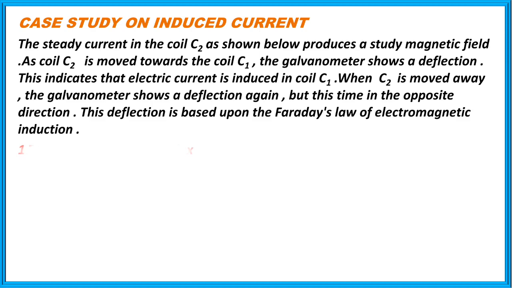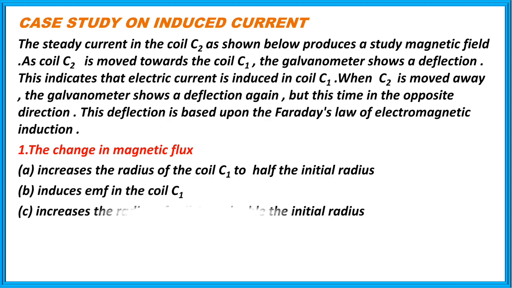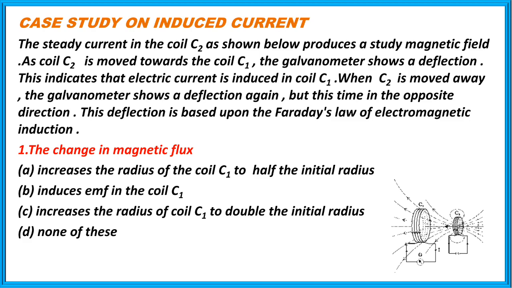Now the next case study, which is based on induced current. The steady current in the coil C2 as shown below produces a steady magnetic field. As coil C2 is moved towards the coil C1, the galvanometer shows a deflection. This indicates that electric current is induced in the coil C1. When C2 is moved away, the galvanometer shows a deflection again, but this time in the opposite direction. This deflection is based upon the Faraday's laws of electromagnetic induction.